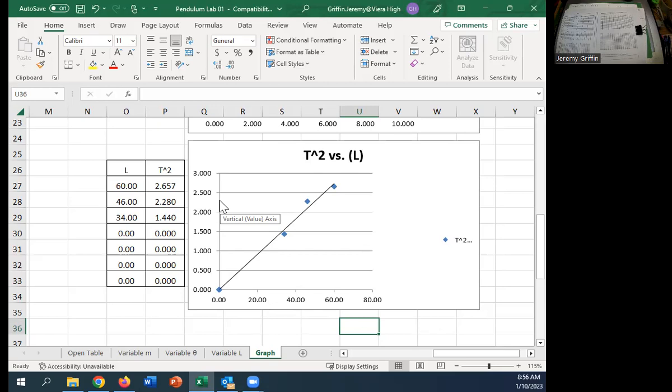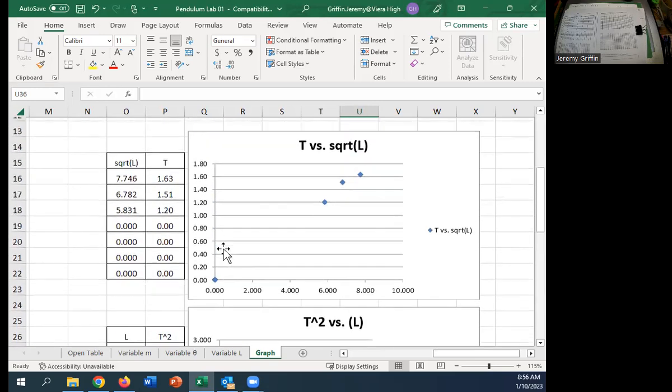All right, the last one. So last one, we're going to do the other manipulation that you could have done to get to the same outcome. Instead of doing t squared versus L, you could have done t versus the square root of L. I just showed you guys on the paper. All right, you guys ready for that graph? Here we go. Here's the last one.